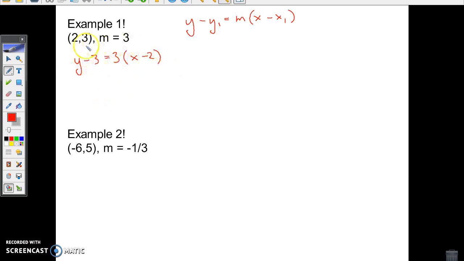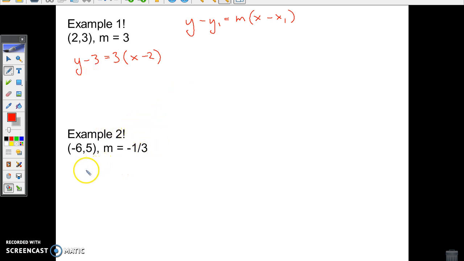We will go later into how to convert this to slope-intercept form, but it should be pretty obvious. You're just going to distribute this 3 and then add 3 to both sides, and then you put it in slope-intercept form. I'll do that on example 2.